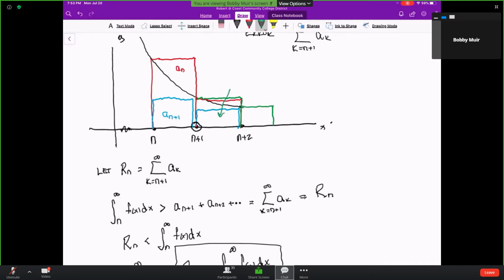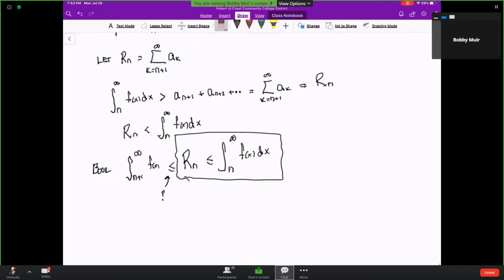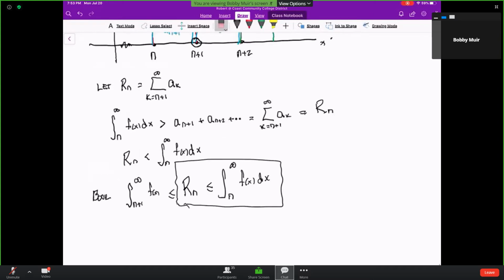Okay. The area of this box is also a_{n+1}. I think we've now explained this one. But it's this piece that we want. So let's do an example of this.